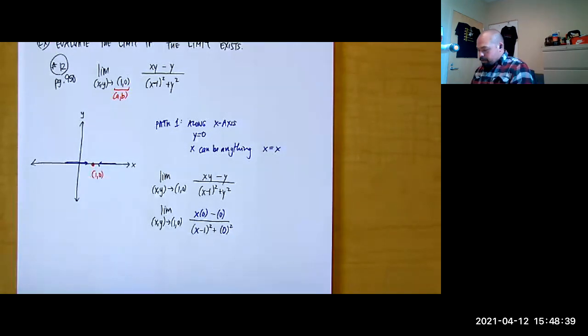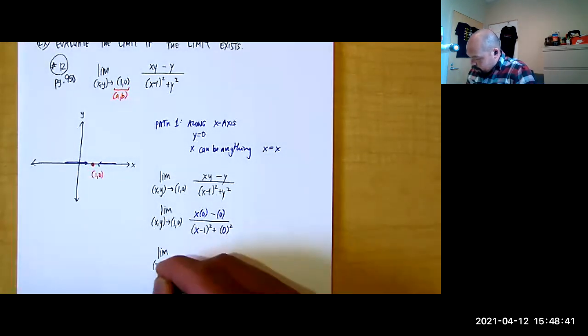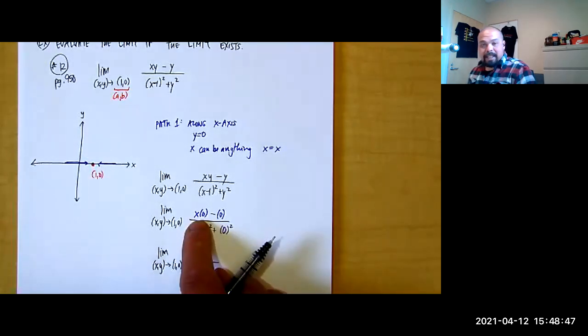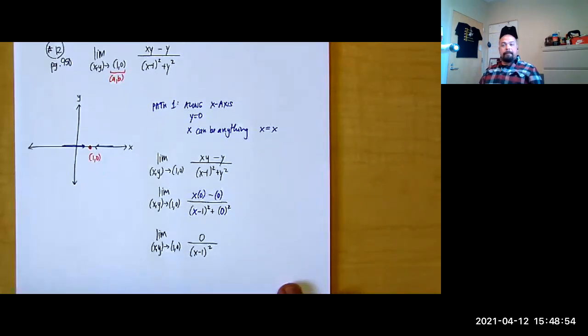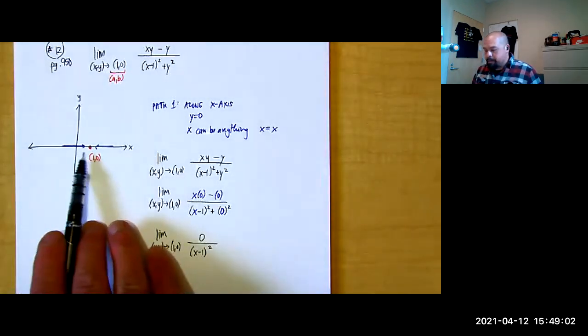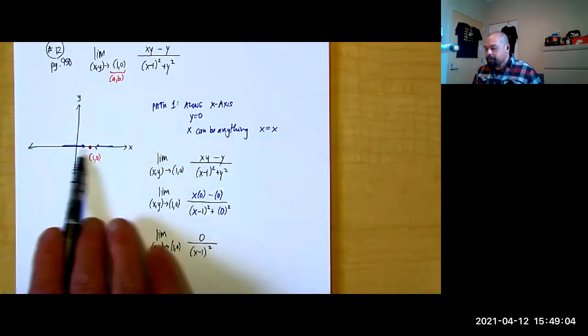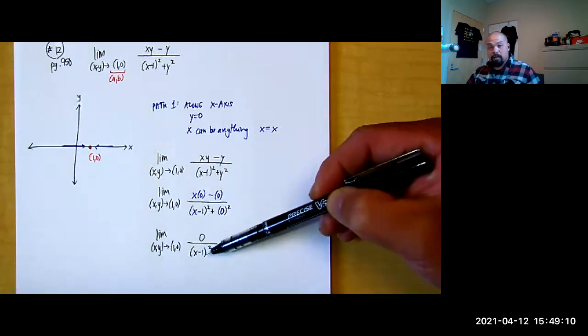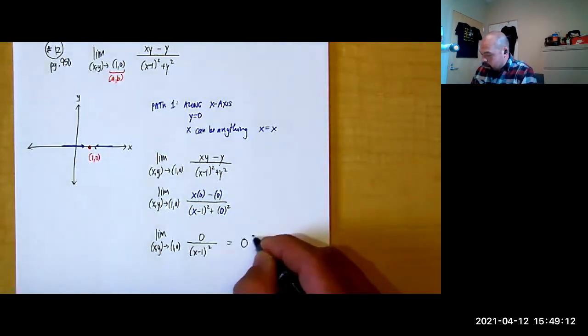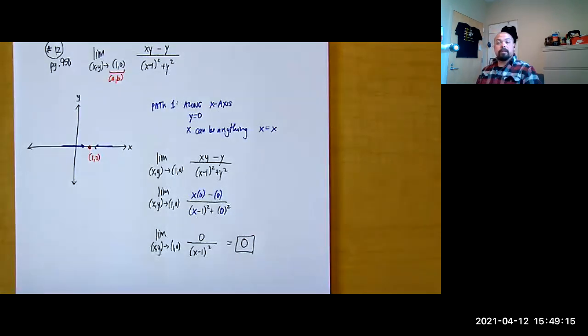And when we compute, x times 0, 0, minus 0, so that's 0 in the numerator. x minus 1 squared is still here, plus 0 squared goes away. And as long as I'm approaching, I'm not actually letting x equal 1 along this path. These are all points where we're defined. 0 over a number, that's just going to be 0. So that's what we get for this first path.